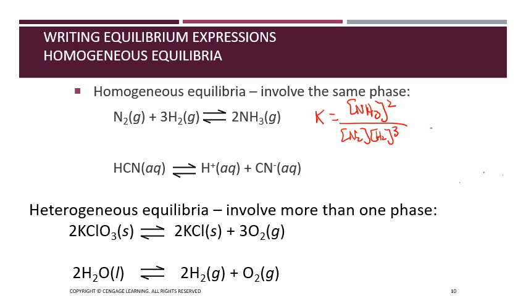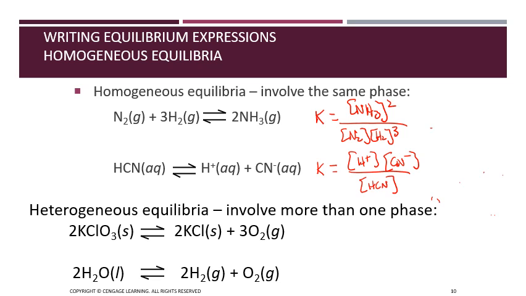For our second example of a homogeneous equilibria, we have HCN aqueous going to H plus aqueous and CN minus aqueous. So for this one, I would have K equaling the concentration of H plus times the concentration of CN minus, divided by the concentration of HCN. Every one of them has a coefficient of 1, so they're just raised to the first power.